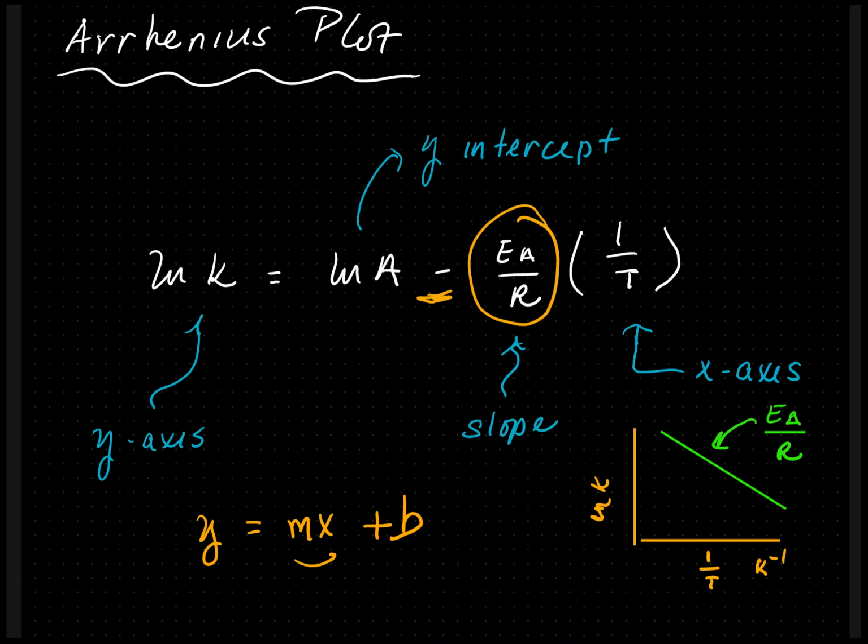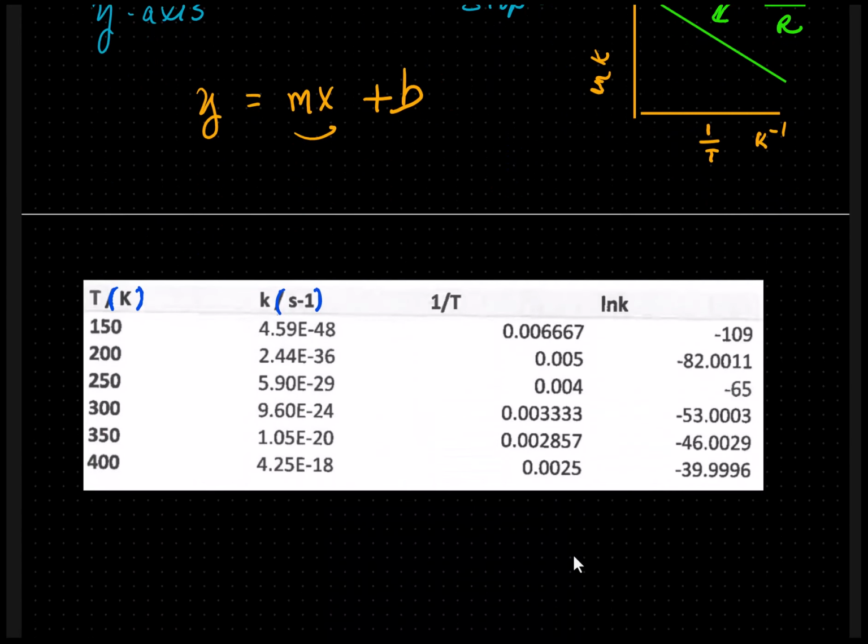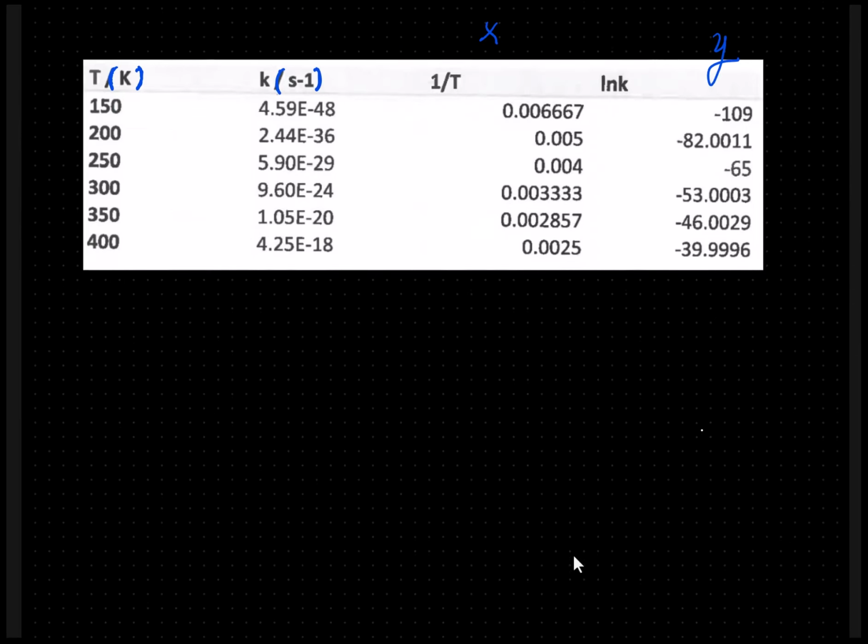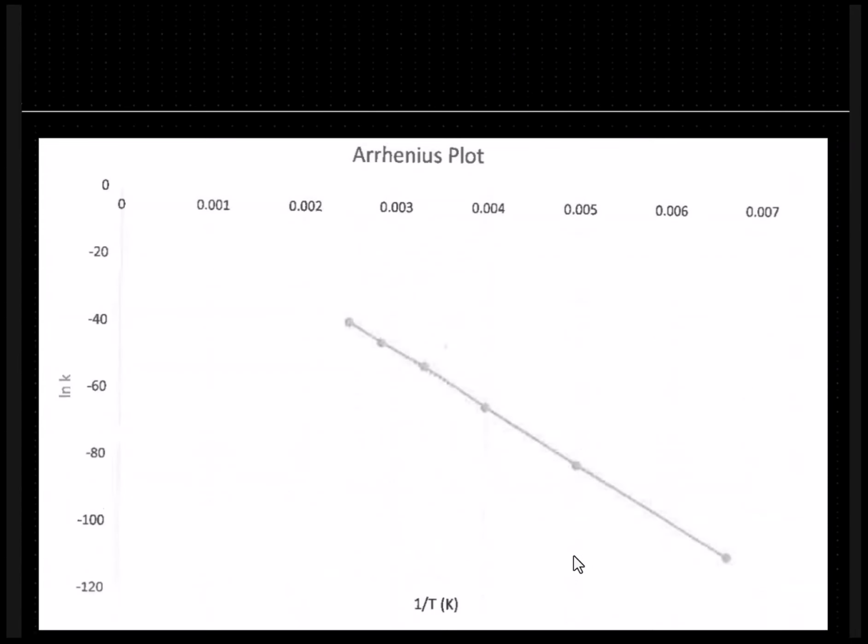In the Arrhenius plot, ln k is the y-axis. 1 over temperature is the x-axis. So if I have data provided as temperature and the rate constant k, the first thing I need to do is, for the temperature, take the reciprocal because that represents the horizontal axis, x. And for the rate constant, I need to take the ln k of it, which represents the y. Plotting these points, you get the following Arrhenius plot.